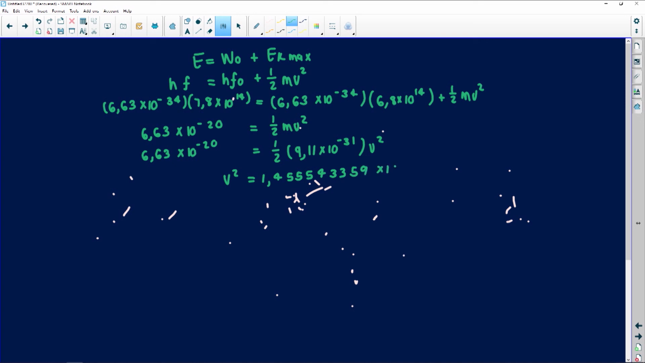1.455543359 times 10 to the 11. If you put this whole number under a square root, your velocity or the speed should then be 3.82 times 10 to the exponent 5, and your speed is in meters per second. So that is what the examiner wanted to see. You had to use the correct formula and then find your speed and then conclude. The only difficult thing here was that you needed to bring in the mass of an electron, which we learned in grade 10 and mostly in grade 11.